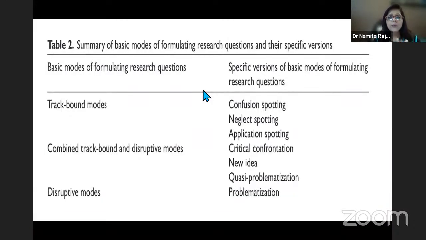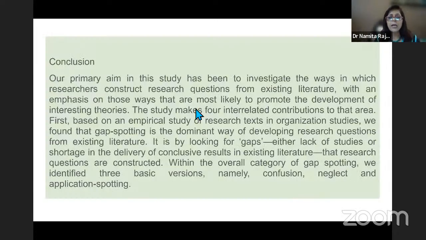So the summary of the basic models which we have discussed is this: you are into track-bound modes. It could be confusion spotting, neglect spotting, or application spotting. Then combined track-bound and disruptive modes, like just saying no to the previous work. It could be critical, it could be a new idea, it could be a quasi-problematization, and it could be a problematization. I'm concluding this and moving on to the hypothesis part because they are all interlinked, intertwined.